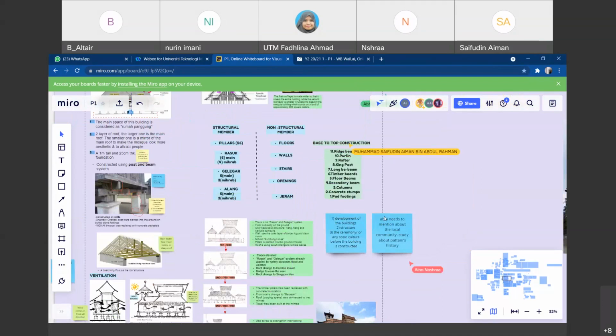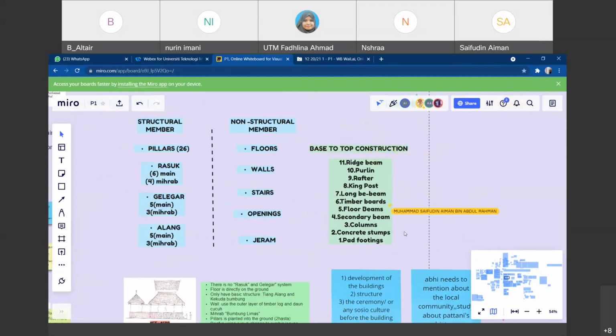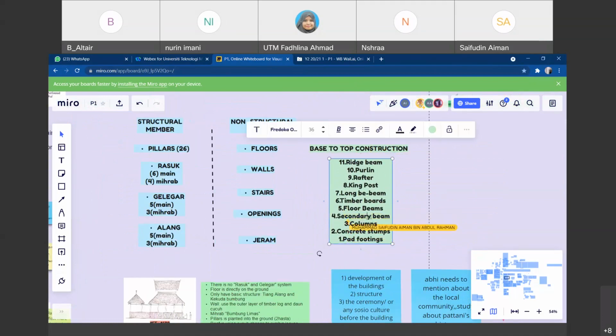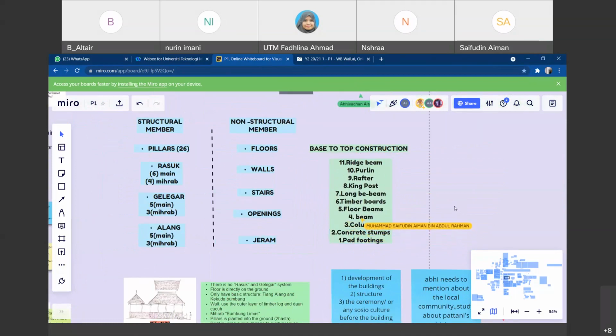From base to top construction, from below we will have flat footings. To the top, concrete arms, column, secondary beam, floor beams, timber boards, long beam, king post, rafter, purlin, and at the top will be the ridge beam. The picture I will add later.